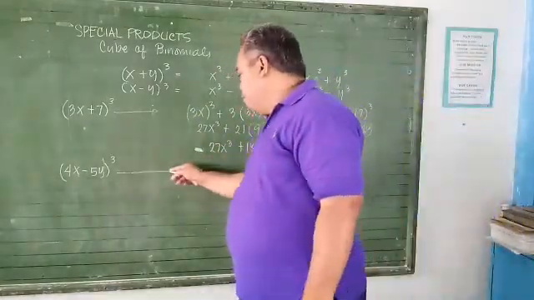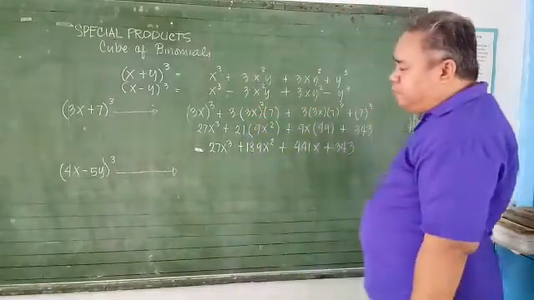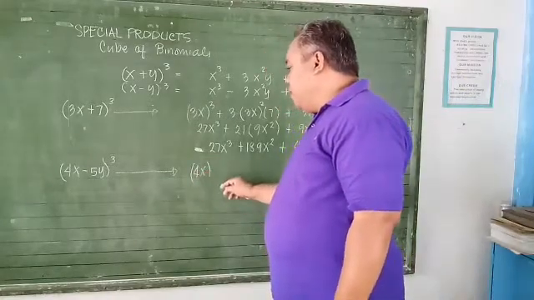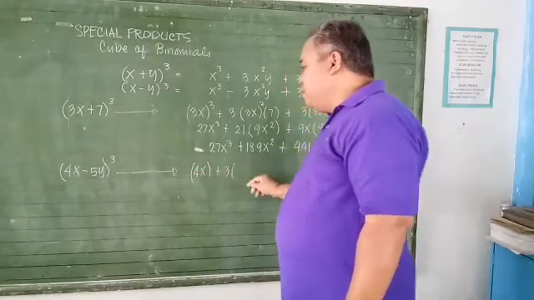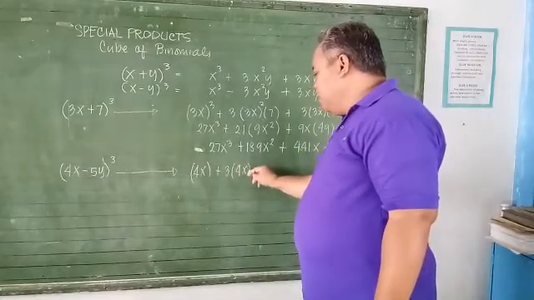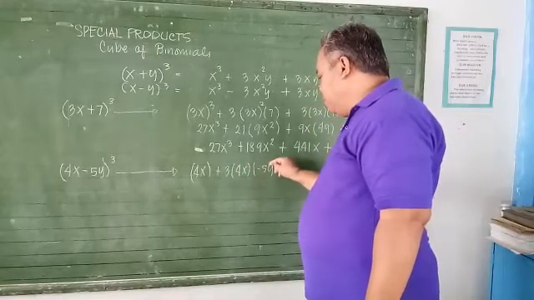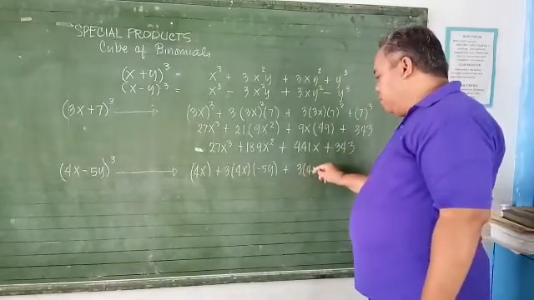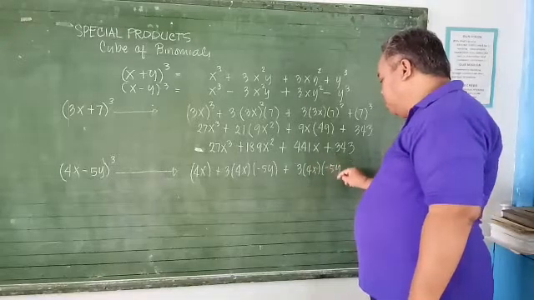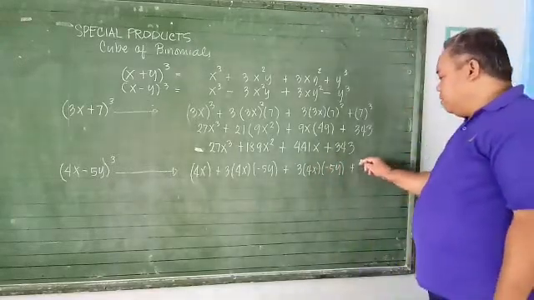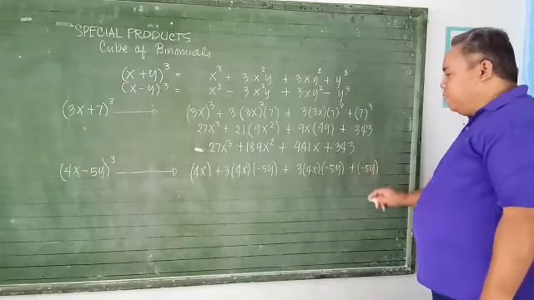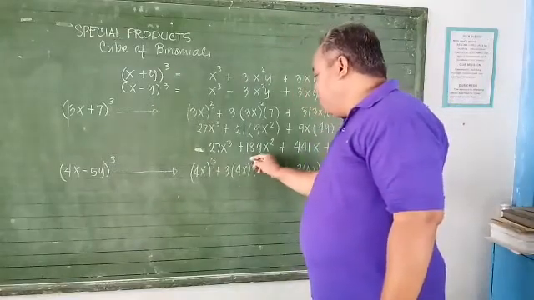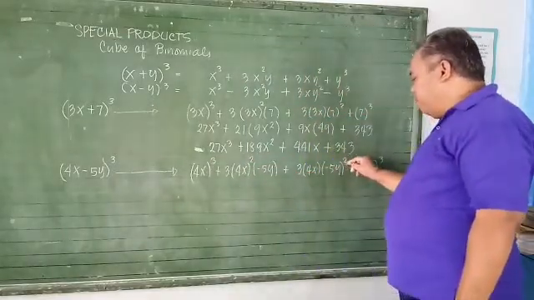Okay, this one. Your first term is 4x. And then, plus 3. Your first term is 4x. Your second term is negative 5y. Okay, plus, kopyahin nyo lang siya. So, 3, 4x, negative 5y. And then, plus, negative 5y. Okay, cube nyo ito. Cube nyo itong isa. Now, square nyo yung 4x. This time, square nyo yung negative 5y.